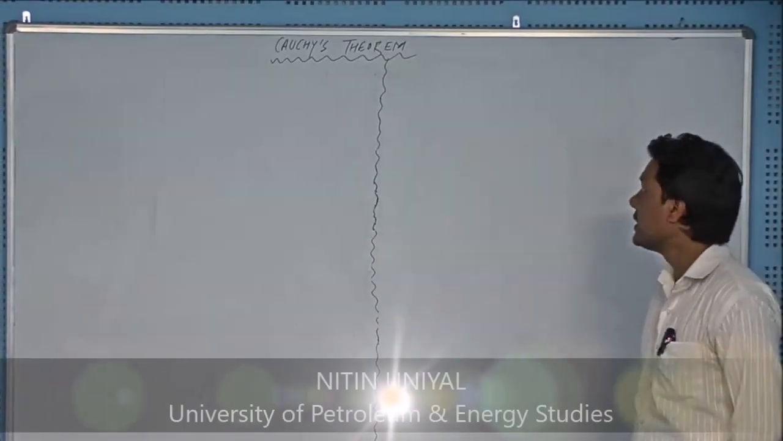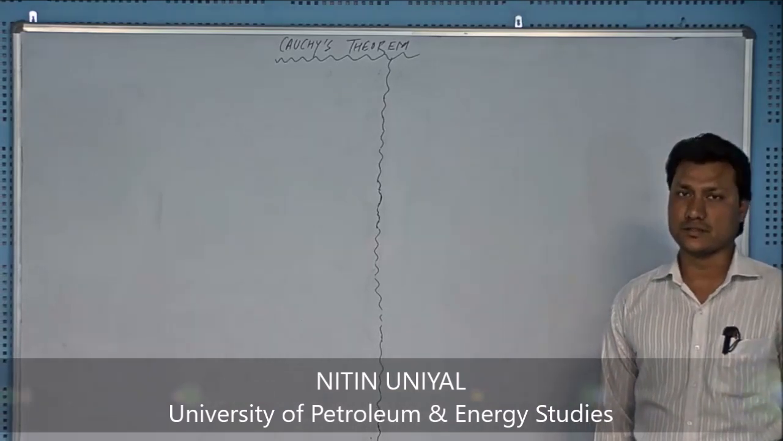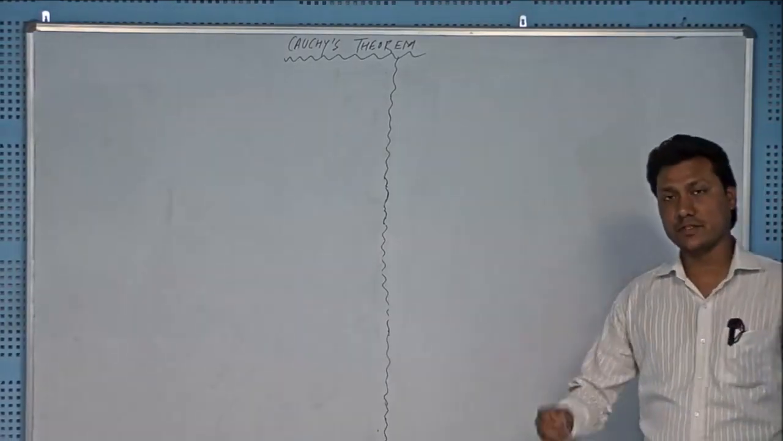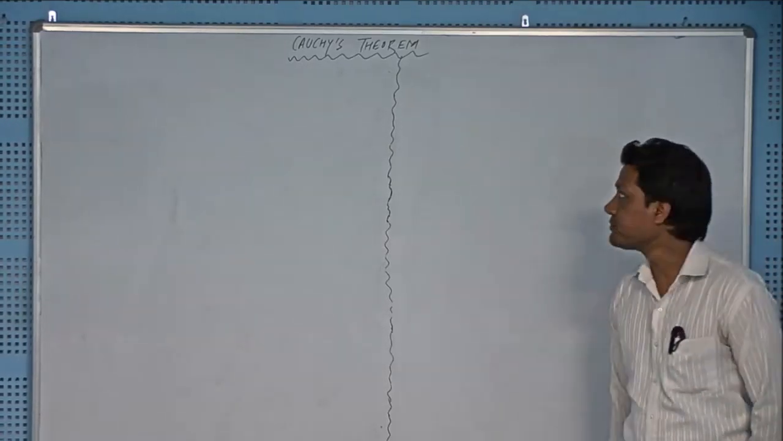The topic of today's video will be Cauchy's theorem, and we are extending that topic of complex integration, right? So this is a part of complex integration, but this time the contour, meaning the curve, will be closed, right?